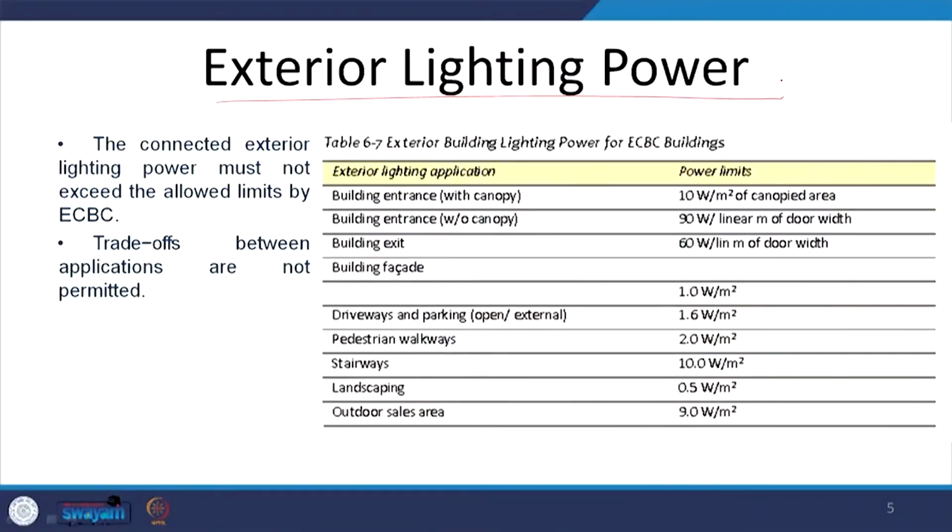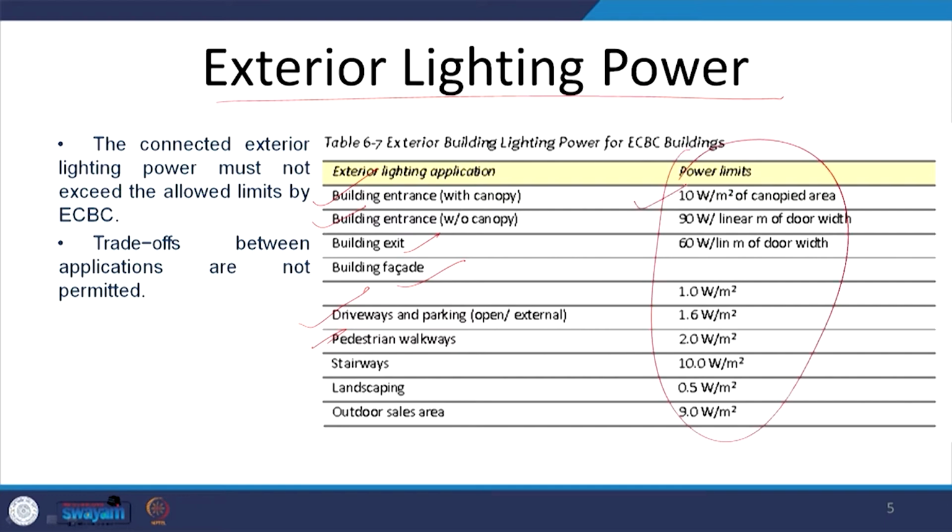Now, this was for interior lighting, artificial lighting. We also have a compliance approach for exterior lighting power. Exactly in the same manner as for interior lighting power, we have prescriptions for exterior lighting applications. For example, building entrance with canopy, building entrance without canopy, exit, building facade, driveways and parking, pedestrians, and like that. And then we have the power limits, the LPDs.